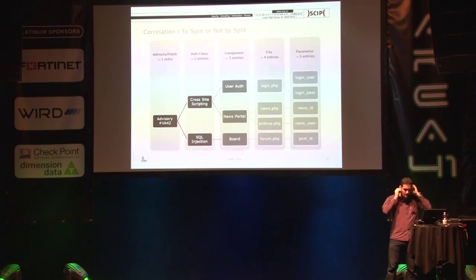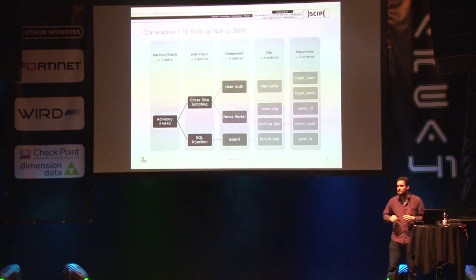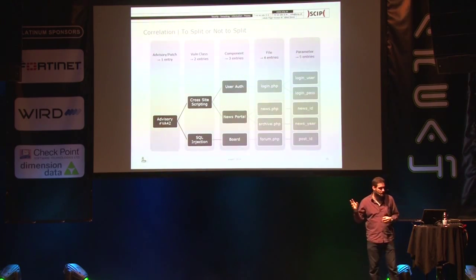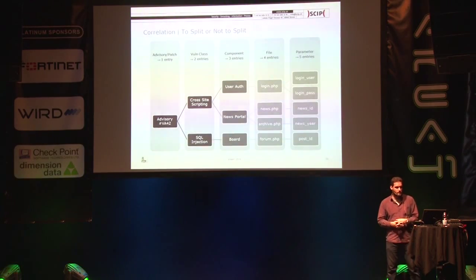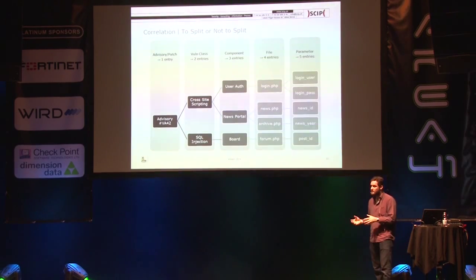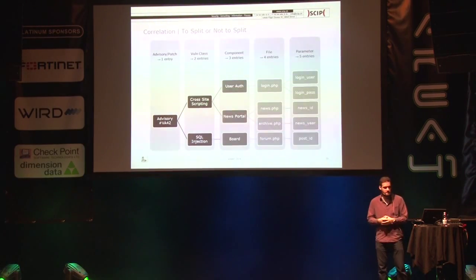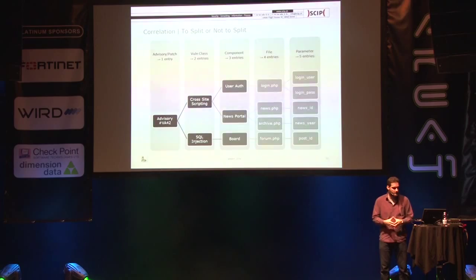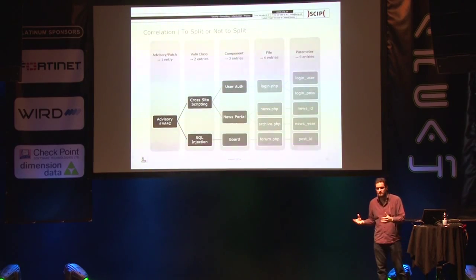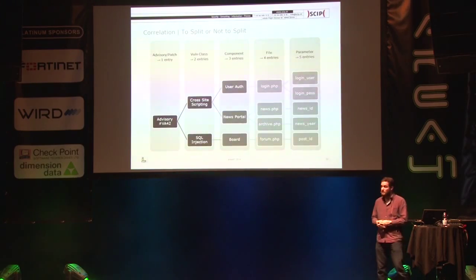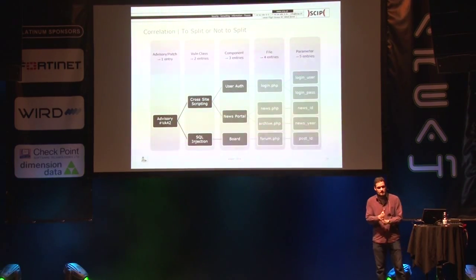So you have to think about if you want to split vulnerabilities or if you don't want to split them. And this is a very good example. You have one advisory, which might include two different vulnerability classes, a cross-site scripting and an SQL injection. And the cross-site scripting is also divided because there are two cross-site scriptings. Or there are two different components affected in three different files, and in the end there are four different arguments which might be used for an exploitation. So the question is, when do you split and how much do you split?